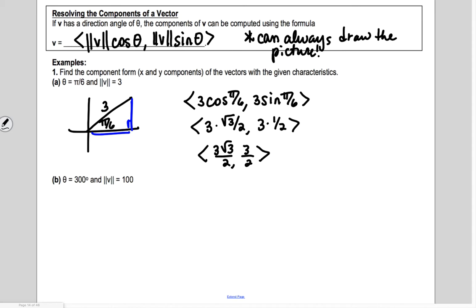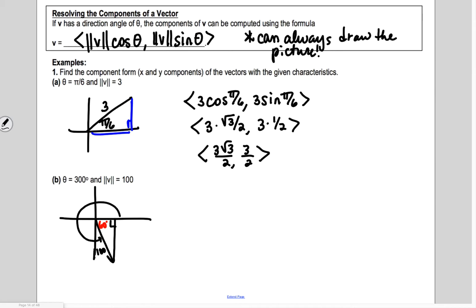All right, so next up. What if I have theta equal to 300? Well, that's going all the way around, right, to like right here. In order to do this, we use what we call a reference angle. So I would put 60 degrees right there, and I'd say, oh, this is 100, right?